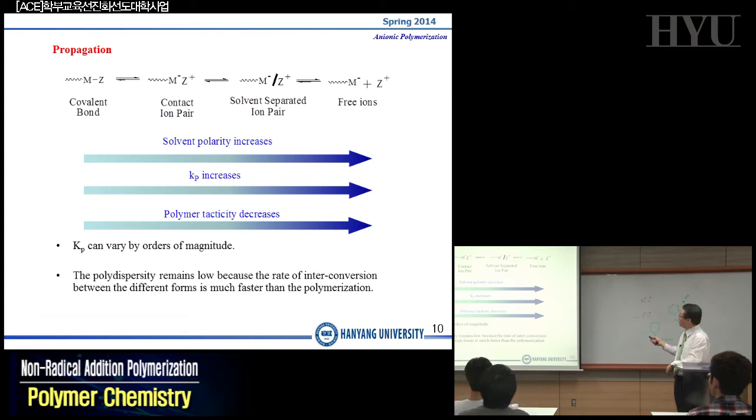Finally, this anion can attack another monomer. That's why THF, as a polar solvent, can form the polymerization reactions. The rate constant of polymerization, kp, will increase as you increase the solvent polarity and it becomes free ions.